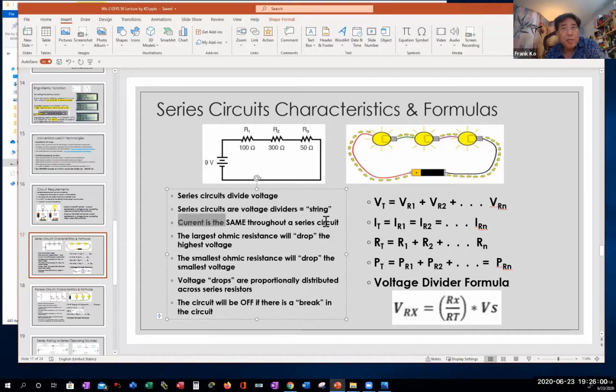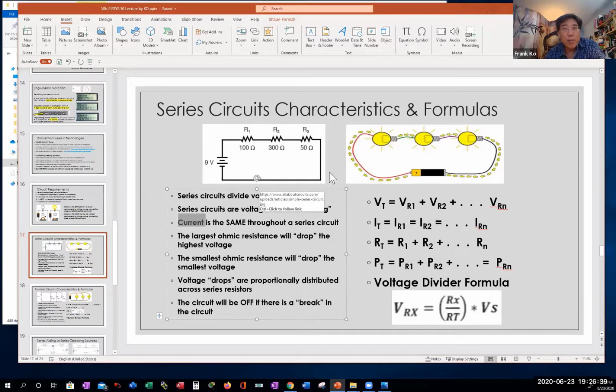Now, since there's only one path for electricity, take a look at the third bullet point. What is the same throughout a series circuit? Current is the same throughout the series circuit. If you take a look at this left-hand diagram, this 9 volt with the 100 ohm and the 300 ohm and the 50 ohm, the electricity flowing between the first two resistors is the same amount of current that flows between the second and third resistors, and the same amount of current between the third resistor and back to the source. No matter where we measure in this circuit, the current will be the same throughout the series circuit.